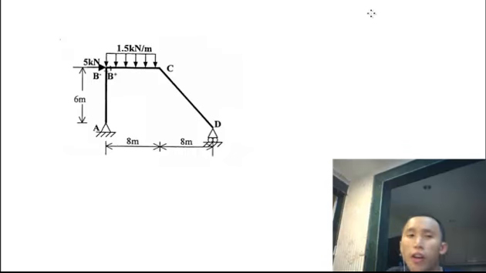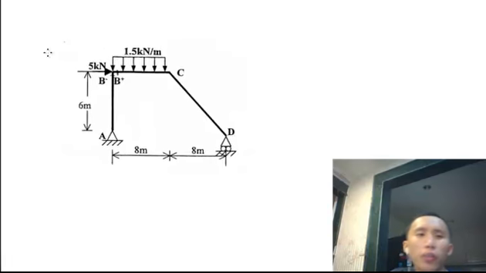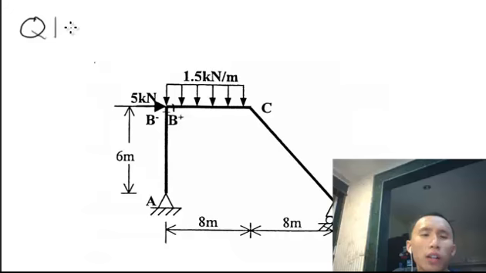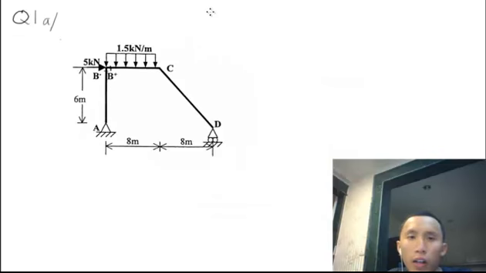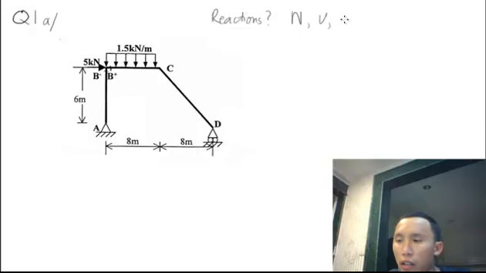Hope you're doing good. In this video tutorial, I'm going to help you solve this question. This is question one of tutorial assignment one, and this is question A. The question asks you to find all reactions and then find N, V, and M at B.